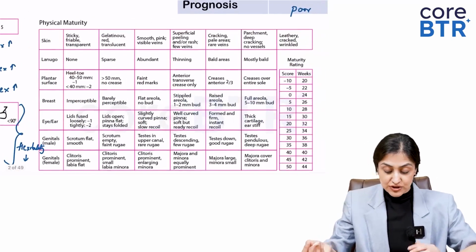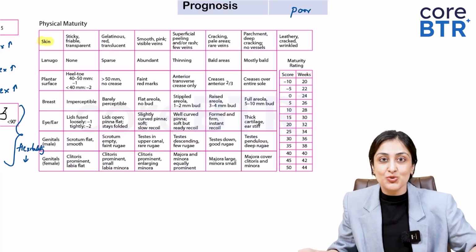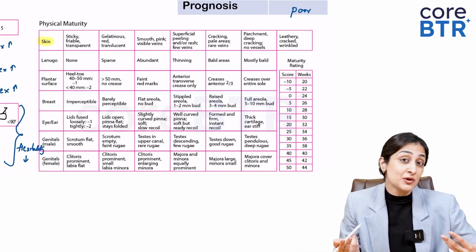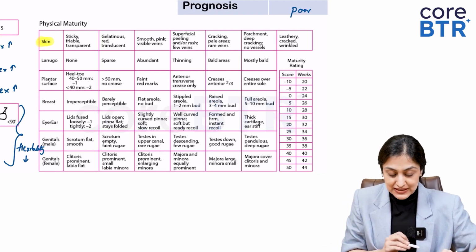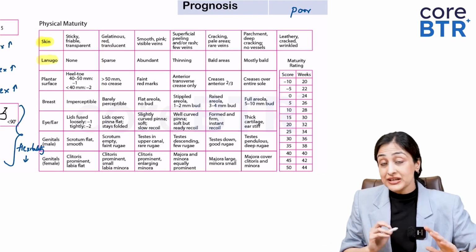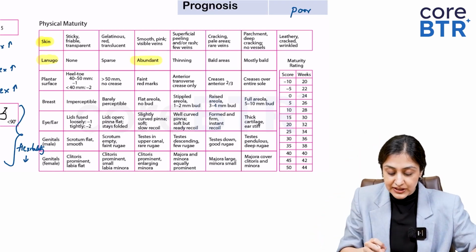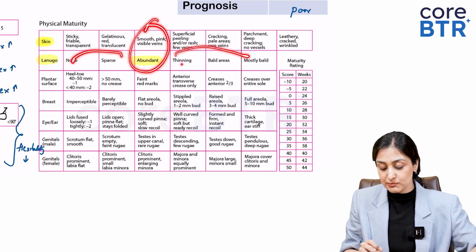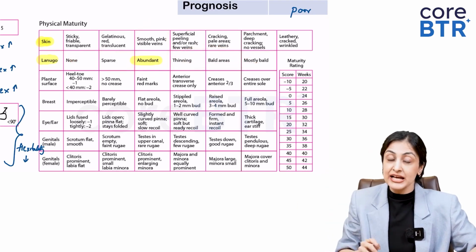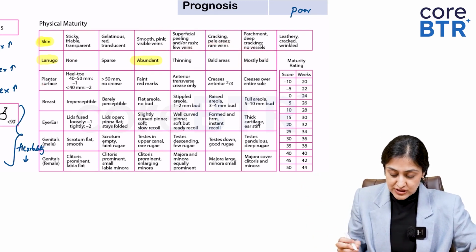In physical maturity, grossly you should know that the skin becomes thicker as the baby grows. You know how we also become thick skinned as we grow older, we don't care. So this is skin. Then lanugo. Now here you have to be careful. Lanugo is the baby hair, right? So this is abundant in a term baby. Preterm may be sparse and postterm, these areas keep on shedding, so you have bald areas. Okay. Then for everything else, the maturity keeps increasing.